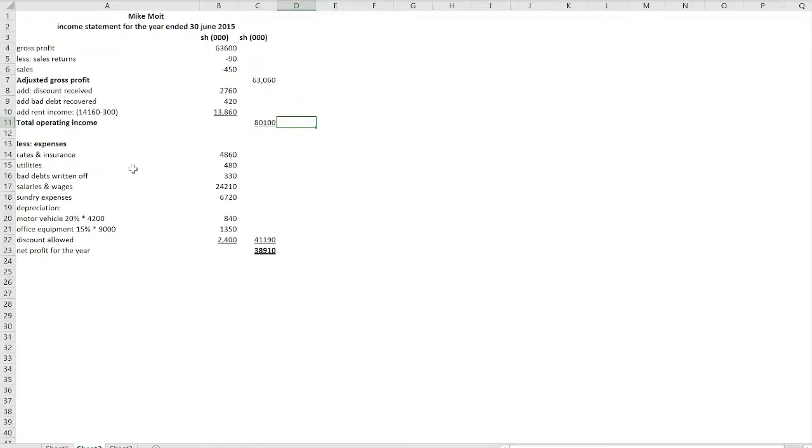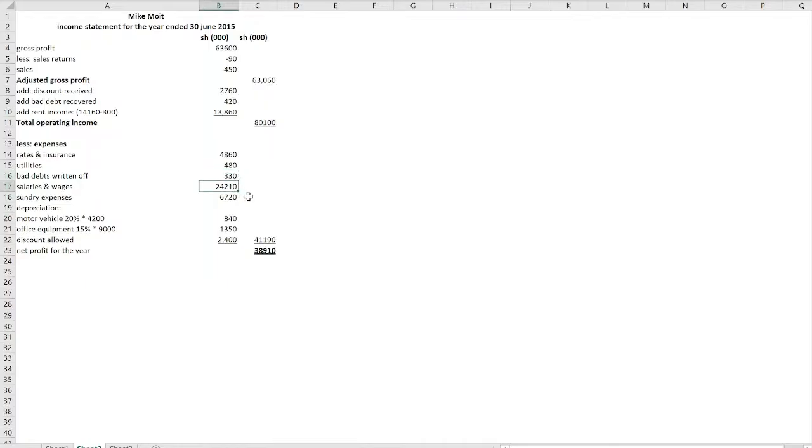Then we shall also reduce all the expenses. For the expenses, from our trial balance, we have 4,860, that is rates and insurance. We also have utilities. This is just given. We are going to copy and paste them as they are. So utilities of 480, bad debts written off, we had been told 330.